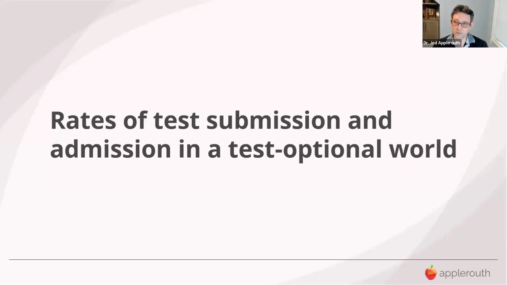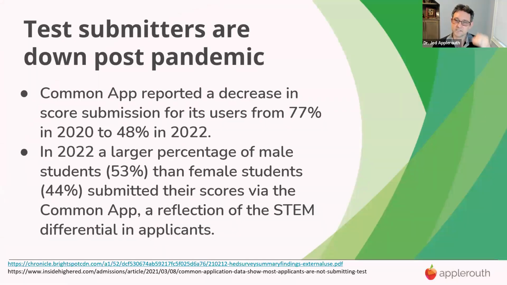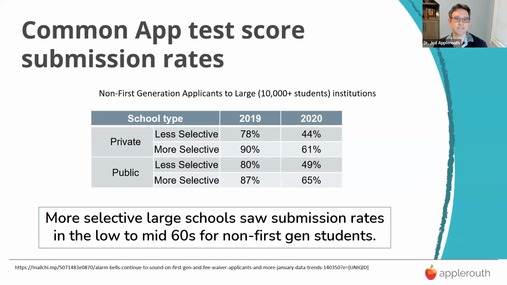So the question of how many kids are sending test scores: the submission rates are down to the mid 40s. More STEM kids send their testing, which translates to more male kids right now. STEM is definitely a field where kids want to showcase their math skills. A 750 on their math is a way to showcase it: yes, I have A's in calculus, but I also did very well on a standardized test, and I got a 4 or 5 on BC calculus. All these things are telling a story about my level of math ability.